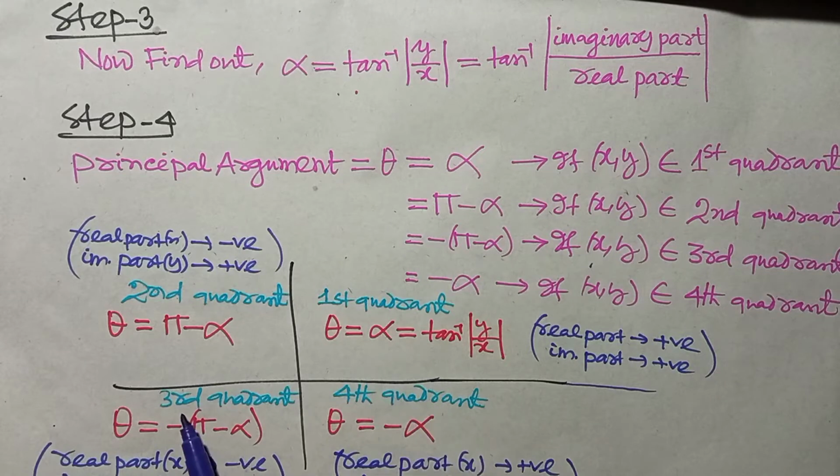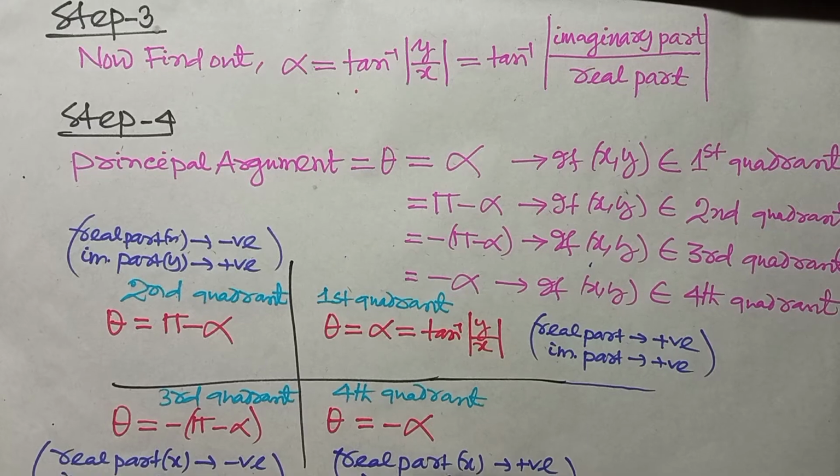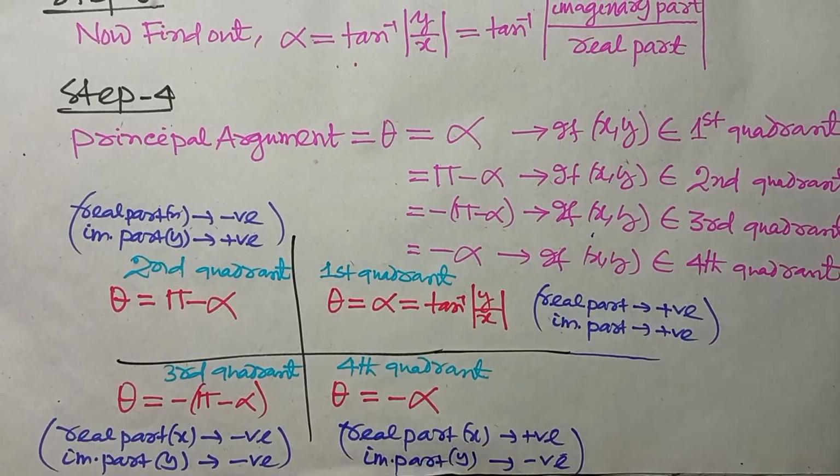In the third quadrant the principal argument is given by theta equals minus of pi minus alpha. Here the real part is negative and the imaginary part is also negative. In the fourth quadrant the principal argument is given by theta equals minus alpha. Here the real part, that is x, is positive, and the imaginary part y is negative.